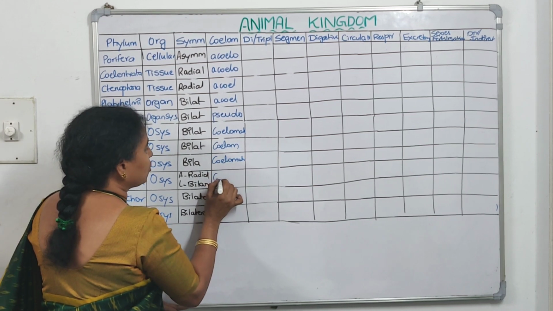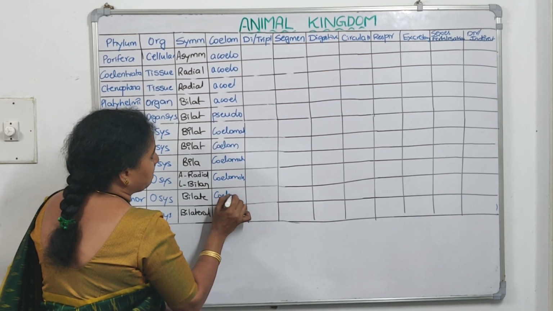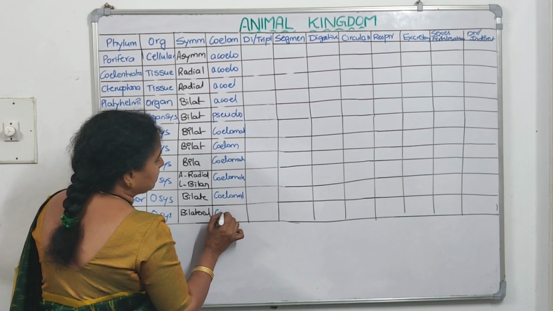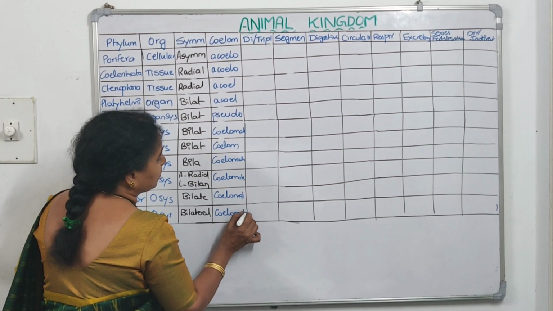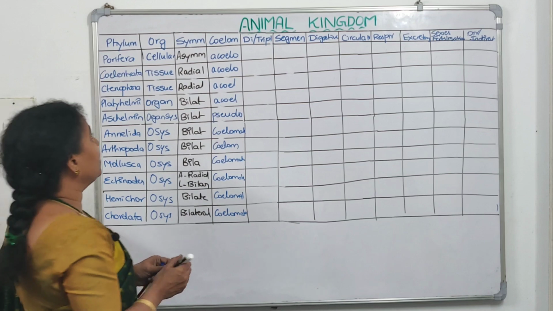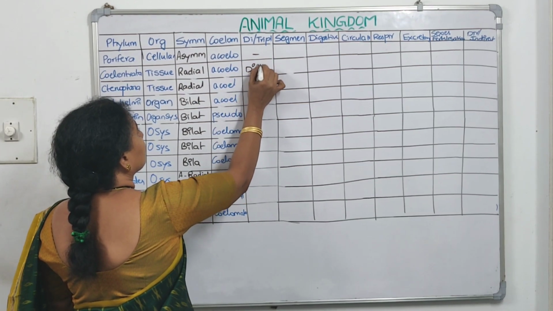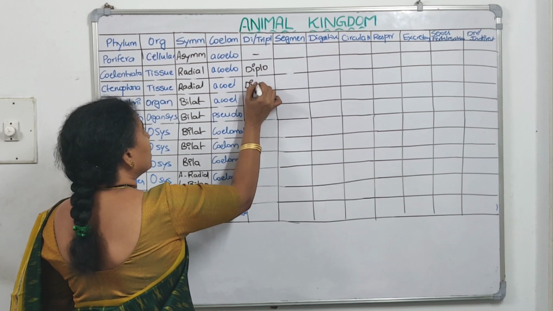Coelomates. I'm just writing the shortcuts. Coelomates and coelomates. Now coming to diploblastic or triploblastic. For the first one we should not mention. For these two they are diplo. Rest all are triplo.